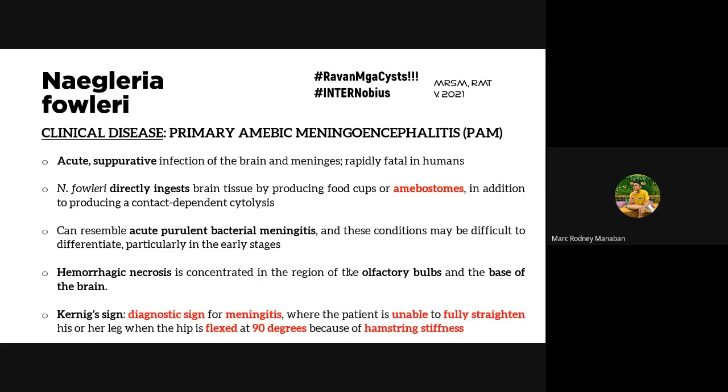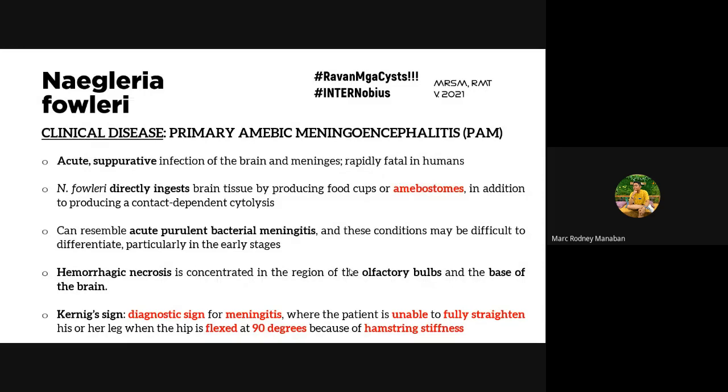The patients also show Kernig sign, which is a diagnostic sign for meningitis. If you flex the hip of the patient and then try to straighten the leg while the hip is flexed, the patient cannot do it, because there could already be destruction of the nerves between the brain and the muscles. So that is a diagnostic sign of meningitis.